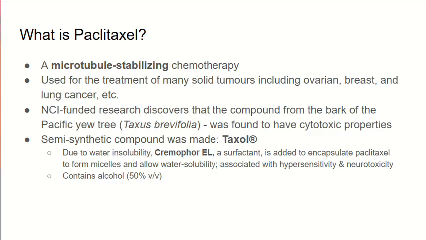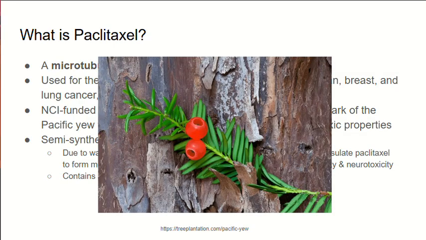Paclitaxel is highly water insoluble, which requires a surfactant chromophore and ethanol, which are associated with its high risk of reaction and neurotoxic side effects. This is an image of the Pacific yew tree.